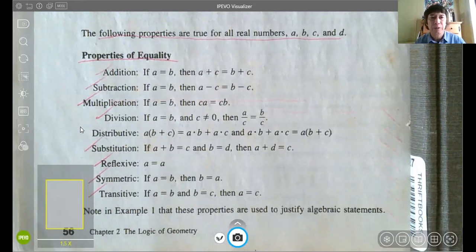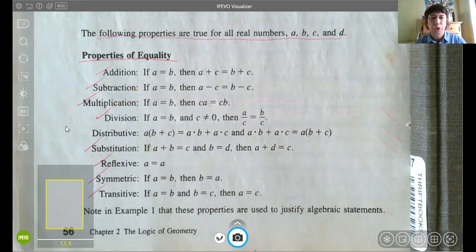The next one is the distributive property, which you can find right here. A times the quantity B plus C is equal to the product of A and B plus the product of A and C. So you simply distribute the A to the first term B and the A quantity to the second term C. And that's the distributive property.